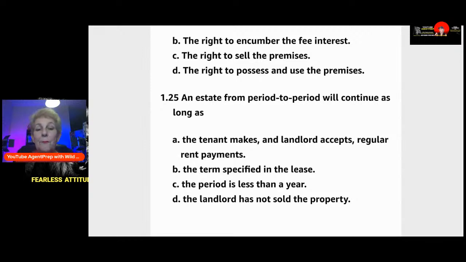An estate from period to period will continue as long as A, the tenant makes and landlord accepts regular rent payments. B, the term specified in the lease. C, the period is less than a year. Or D, the landlord has not sold the property. So an estate from period to period will continue as long as A, B, C, or D.